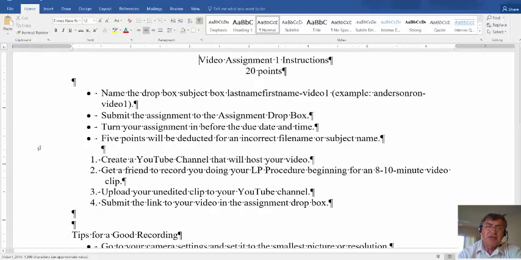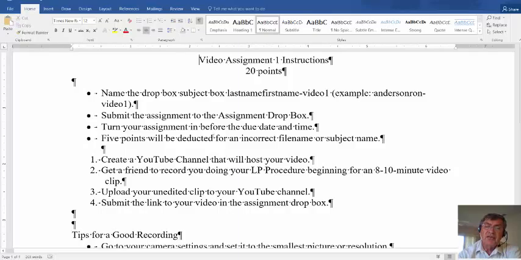Okay, the video 1 assignment instructions. Name the Dropbox subject box: last name, first name, video 1. Example: Anderson, Ron, video 1. You will not be submitting any files. What you'll be doing is giving me an internet link. A URL is going to be submitted to the Dropbox. And so there's going to be an assignment Dropbox in the same area in the assignment where this document is, and submit it before the due date and time. And I sent you an email already, probably, or it's in the syllabus when it's due.